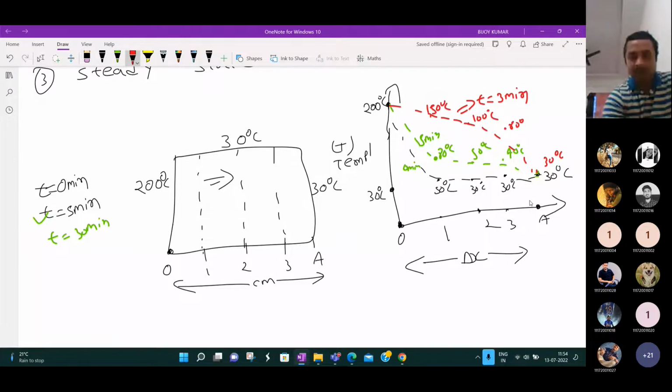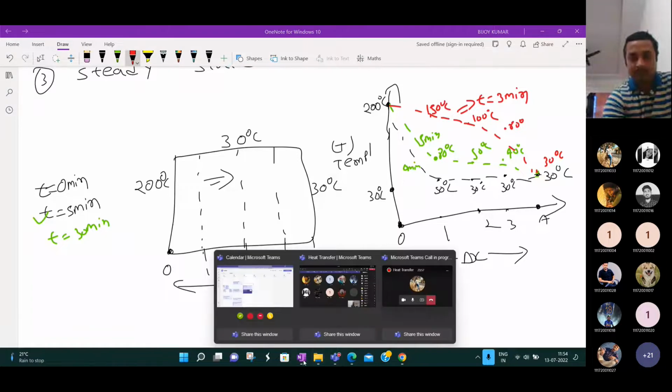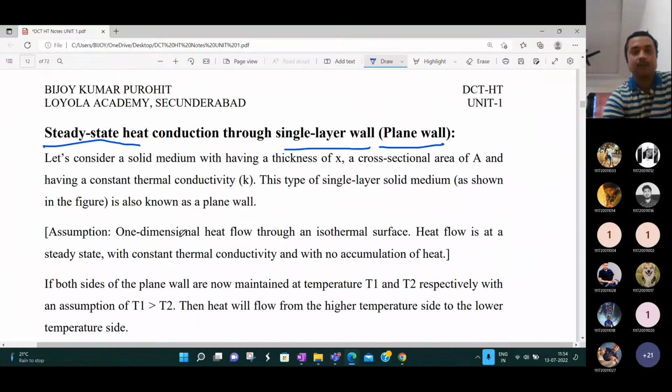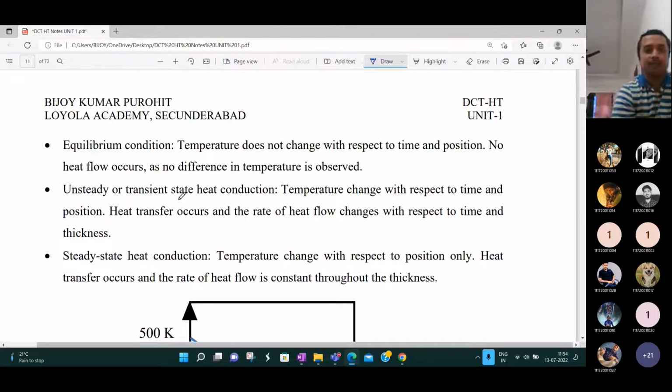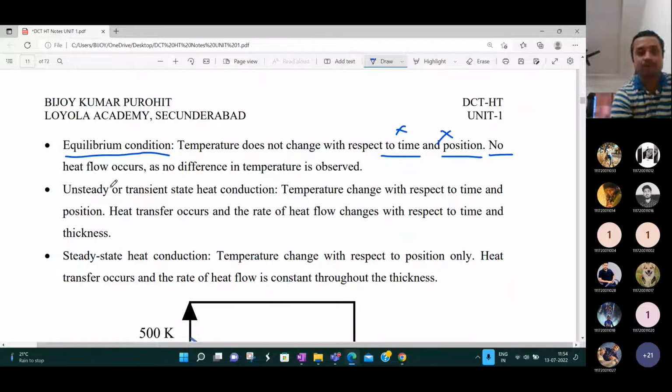So in unsteady state, with respect to time and with respect to position, the temperature is changing. So these are the notes, I will give you the notes, don't worry. Equilibrium condition means the temperature does not change with respect to time and position. There will be no change with respect to time and position. There will also be no heat flow.